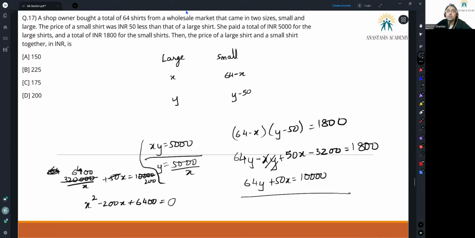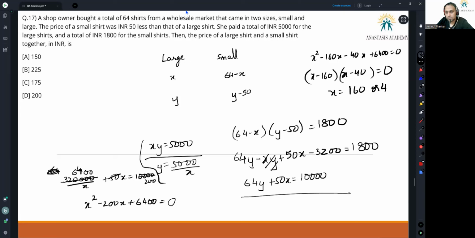Minus 200, so the product is coming positive. Okay, we need two such numbers. Okay, it will be 160 and 40. Alright, alright. So X square minus 160X minus 40X plus 6400 is equal to 0. Now X minus 160 and X minus 40 is equal to 0. X equal to 160 or 40.